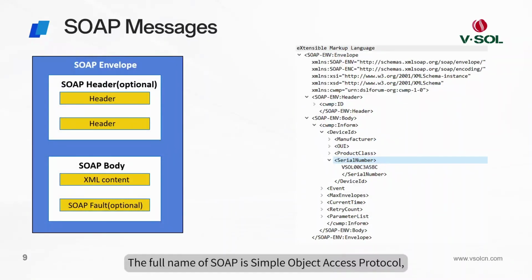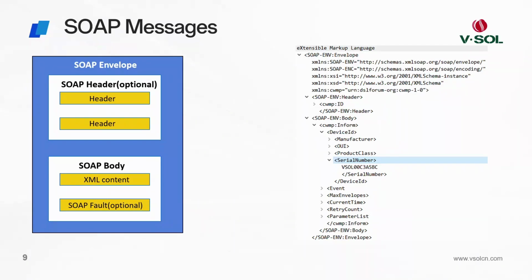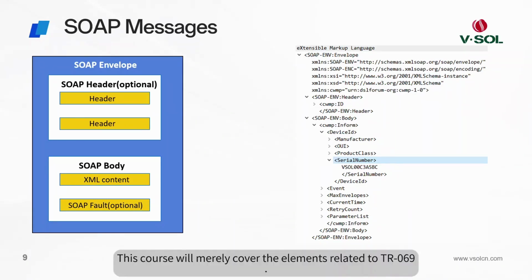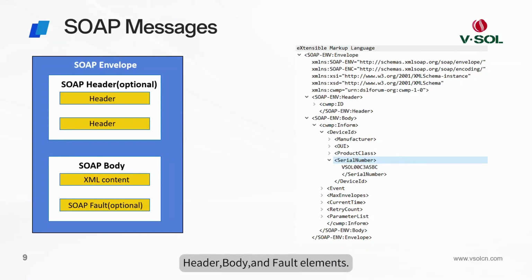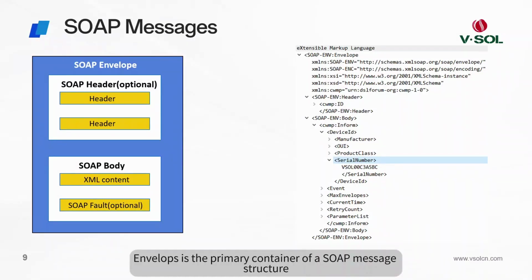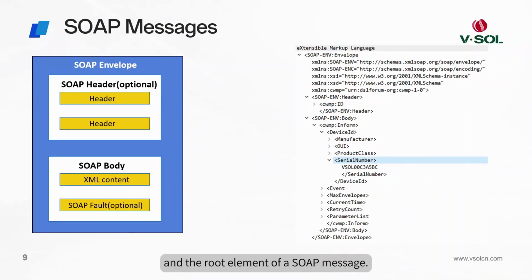The full name of SOAP is Simple Object Access Protocol, and its message structure is presented on the left. This course will merely cover the elements related to TR-069. A SOAP message is an ordinary XML document consisting of envelopes, header, body, and fault elements. Envelopes is the primary container of a SOAP message structure and the root element of a SOAP message. Every SOAP message must incorporate envelopes.